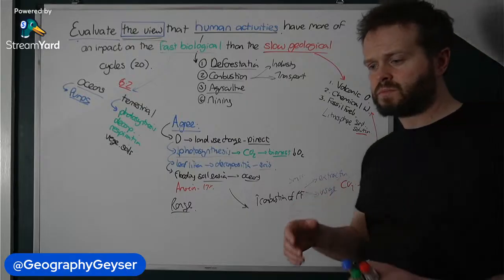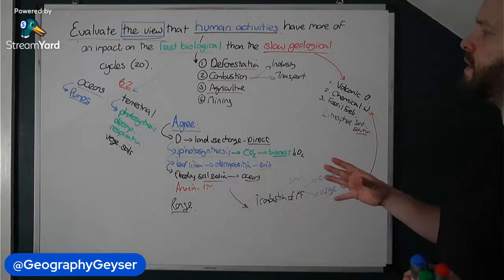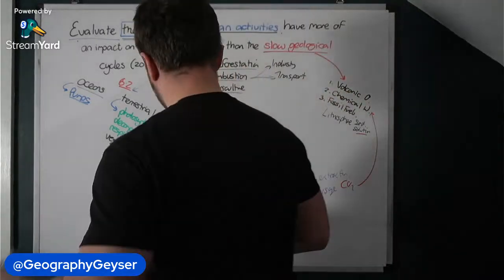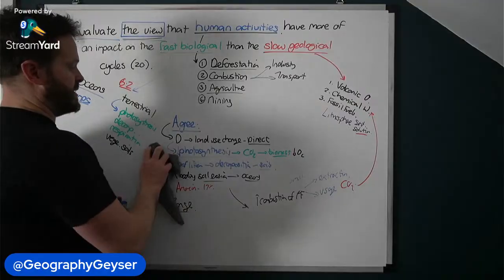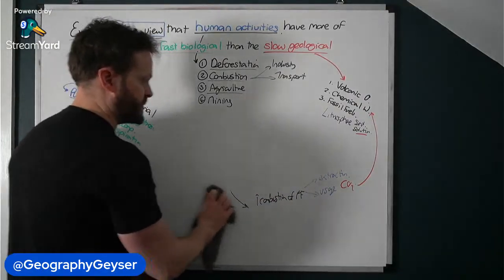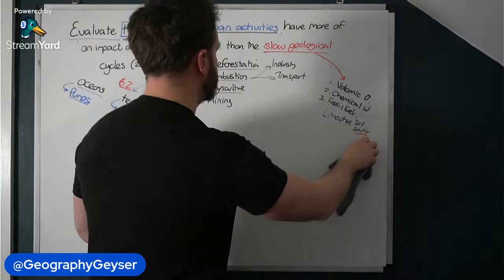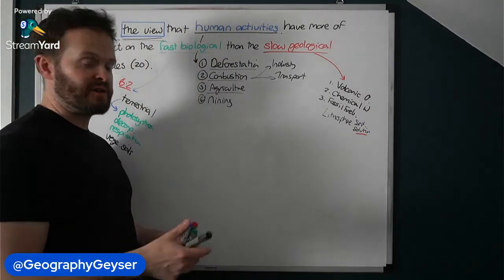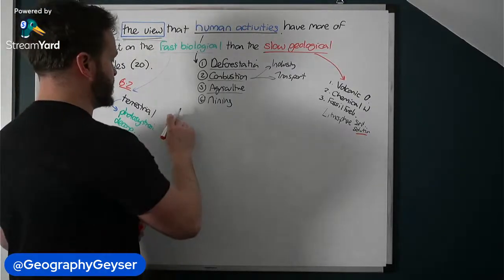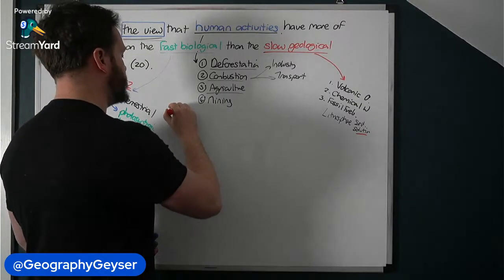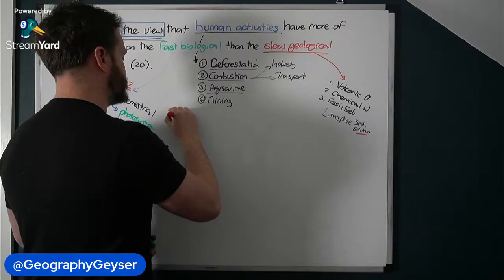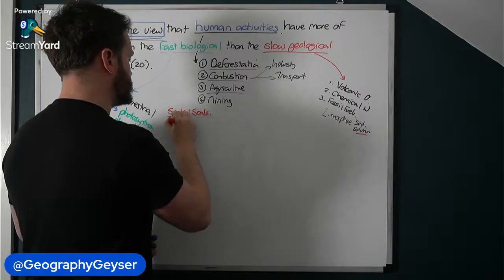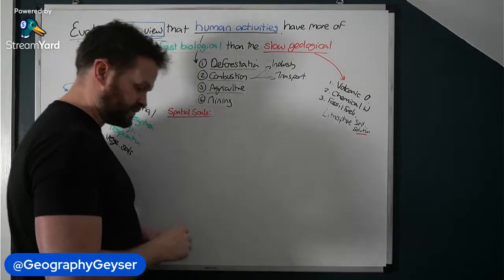So then what we have to do is think, well, how can we actually look at this from a different perspective? So this is the tricky part. Okay, because once you've exhausted this is where a lot of students in this exam thought, right, I'm stuck now, I don't know what to write. So let's just take one of our perspectives. Let's go spatial scale. Yeah, so we'll go spatial scale.